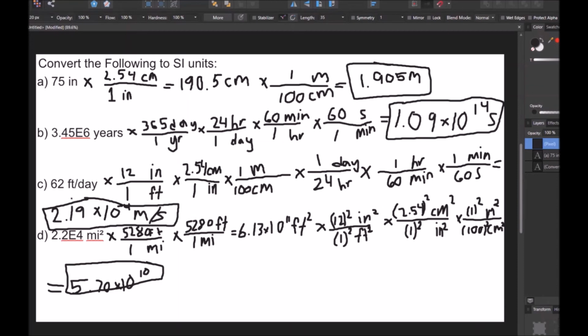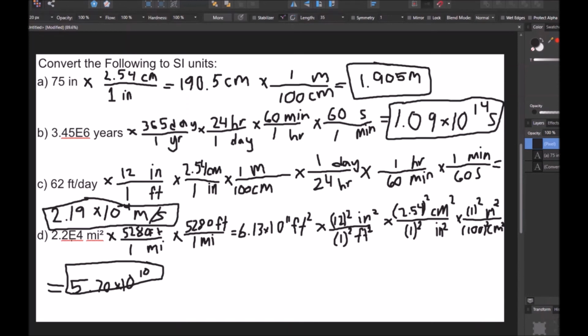Then for 62 feet per day, like I just said, your SI unit of length is meters, and your SI unit of time is seconds. So I converted from feet to meters first, and then from days to seconds, but you can do it in either order, and you should get 2.19 times 10 to the negative 4th meters per second.